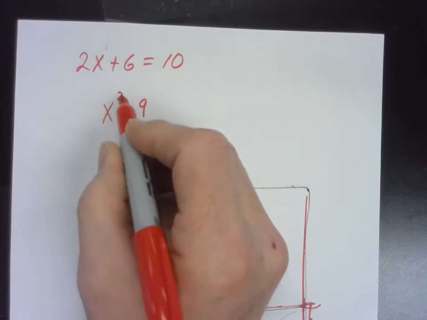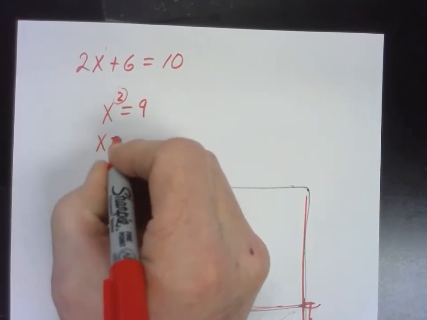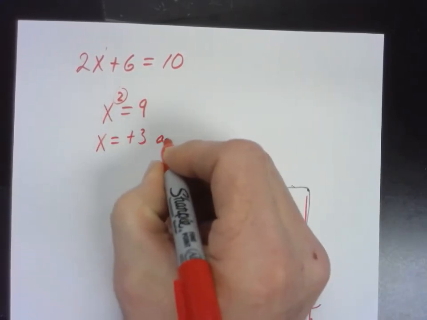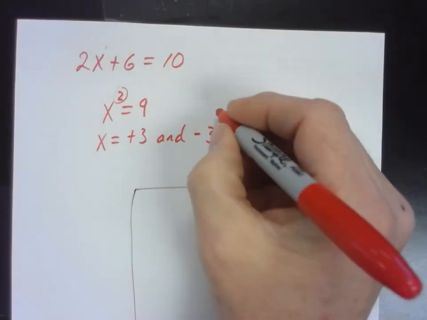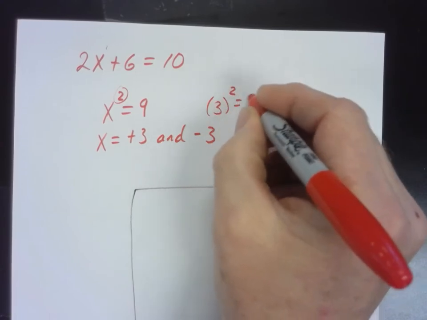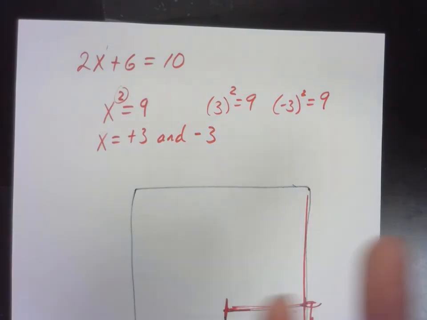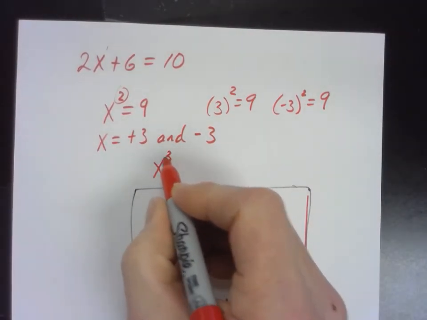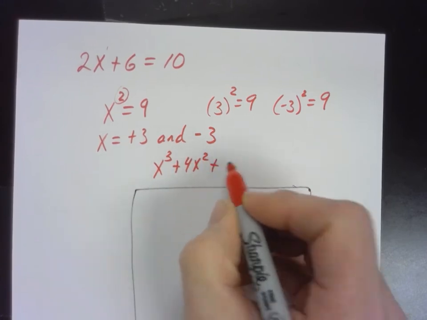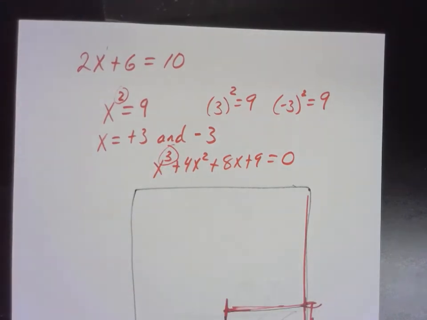This is going to have probably two solutions. I can actually tell them both to you. Positive 3 and negative 3 will both make that statement true, because 3 squared is 9 and negative 3 squared is 9. They both work. If I have an equation that looks like x cubed plus 4x squared plus 8x plus 9 equals 0, guess how many solutions it's probably going to have? Probably going to have 3.